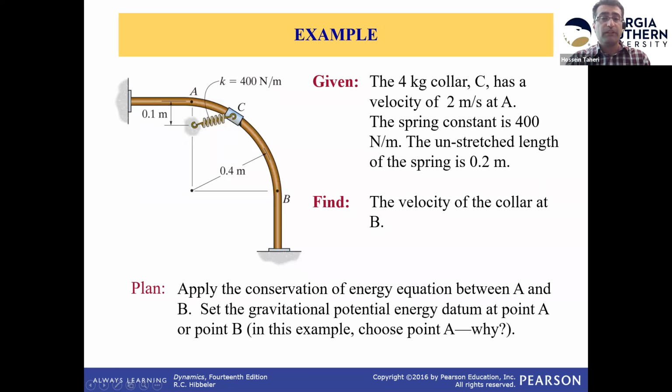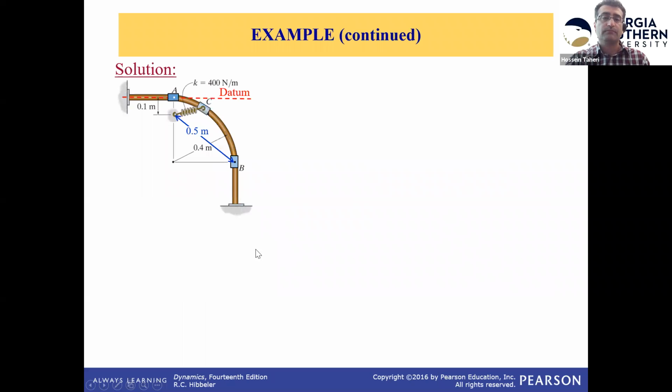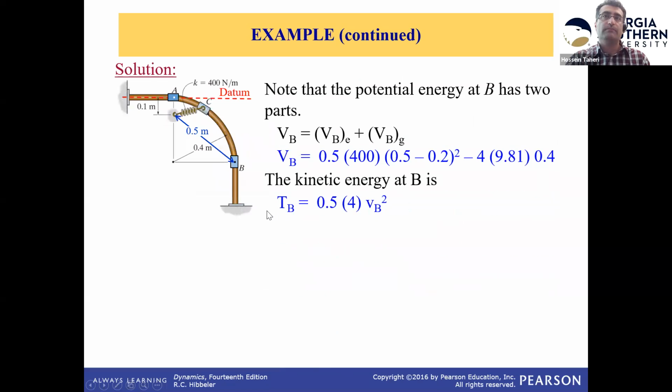We can apply the conservation of energy equation between points A and B, and we can notice that there is a gravitational force, there is a spring potential, and there is a velocity involved. It means that kinetic energy is involved, and we can do the calculations. For doing that, let's consider two positions, position A and position B, and find out what energies we have at each location.